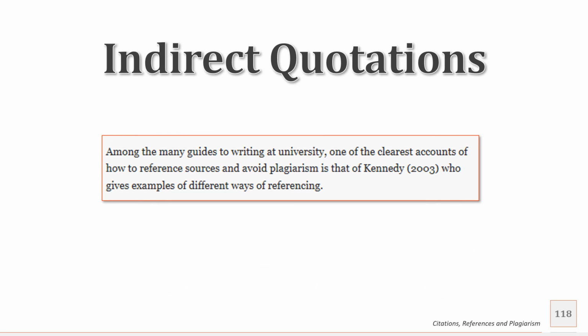An indirect quotation is when you are reporting what someone said, but not exactly. You're paraphrasing, which means expressing the meaning of the writer or speaker using different words, and you don't need to put indirect quotations in quotation marks.